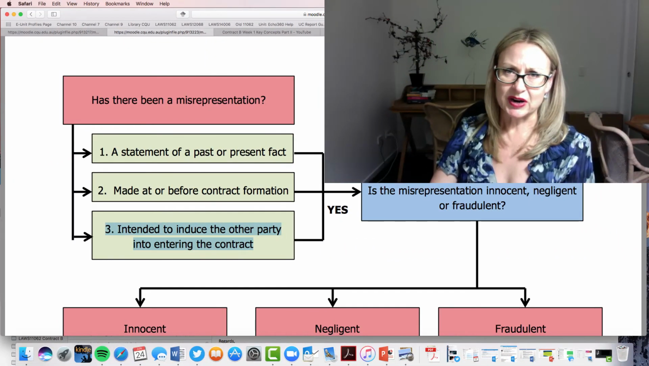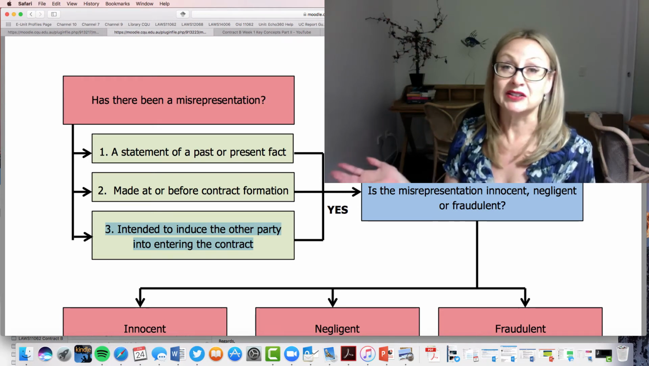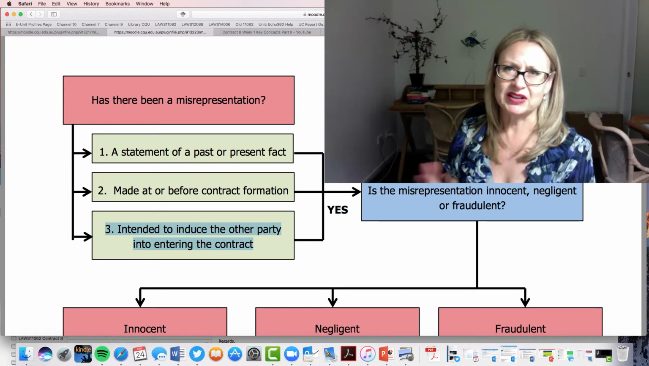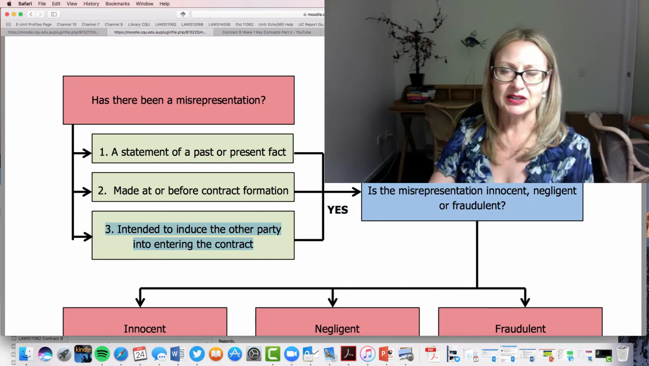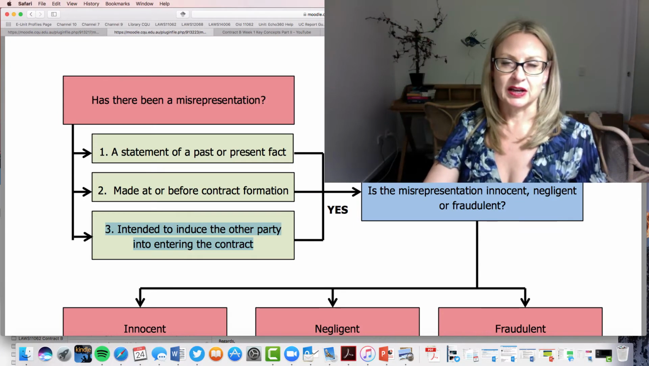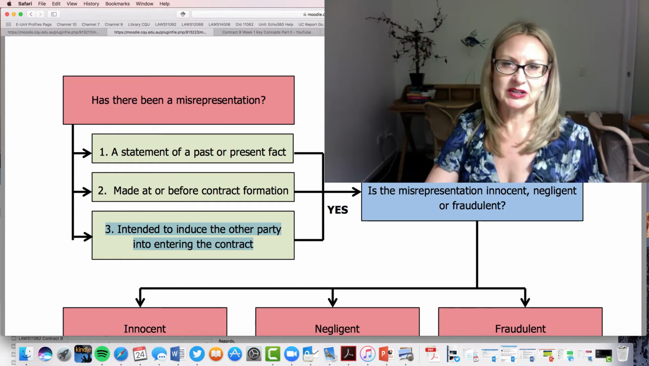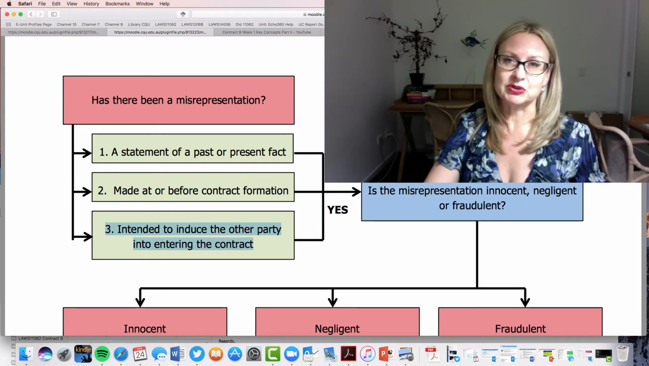The second one is where the representee has actual knowledge of the true state of affairs and they still go ahead and contract anyway. Again, that's not going to then allow them to later on go back and unstitch the contract because of the misrepresentation. The final issue in relation to reliance is whether or not a representee can be said to rely on a misrepresentation if they actually had the means of finding out that the misrepresentation was false. So they had access to the true facts.